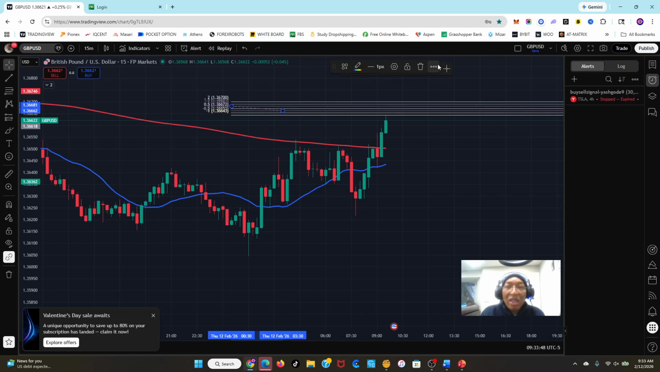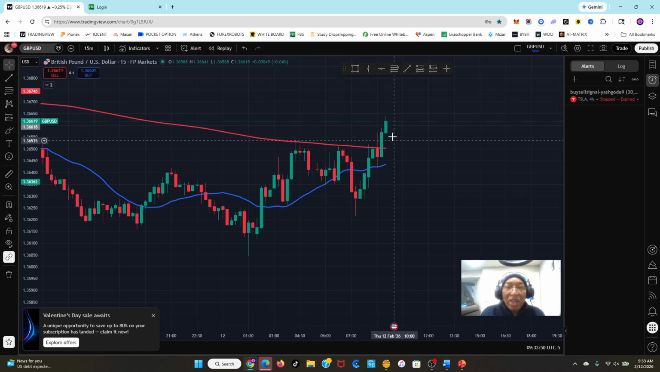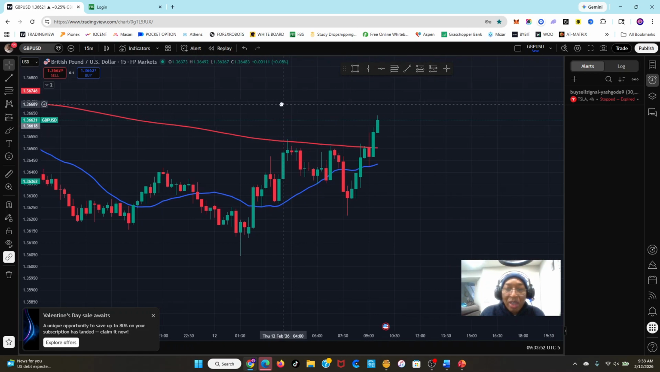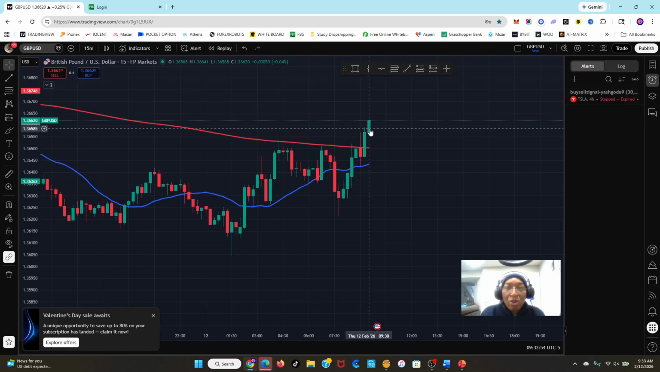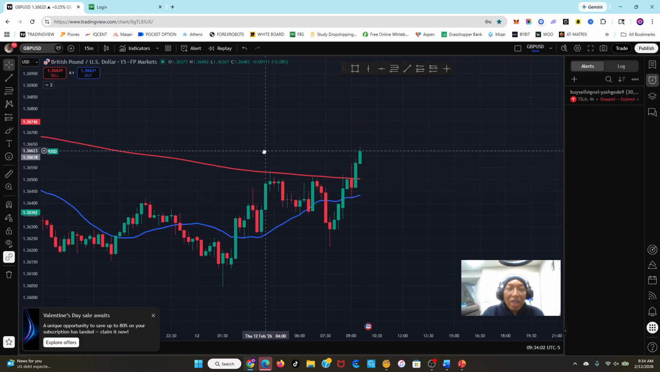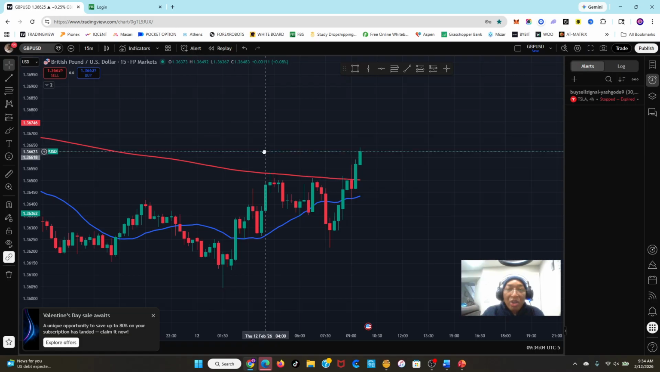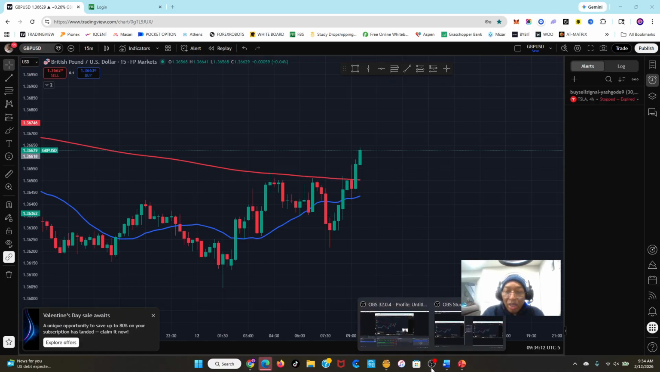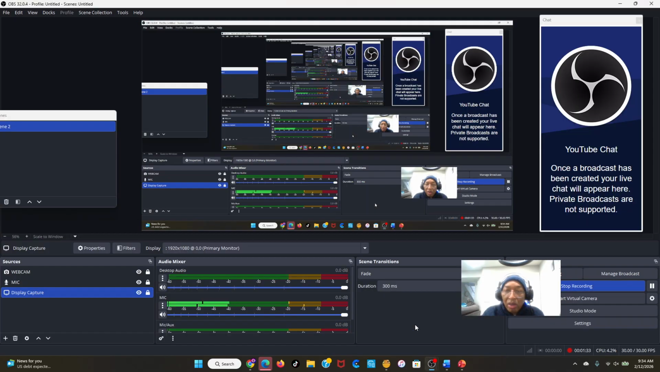Okay, we don't need this, whatever I clicked on. So we are waiting for the first 15-minute candle to close. This is the 15-minute. And the asset we are trading is GBP USD, okay? So we are literally waiting for the first 15-minute candle to close. It's 9:34 now, and I hope we are recording because I don't know, OBS is behaving funny here.